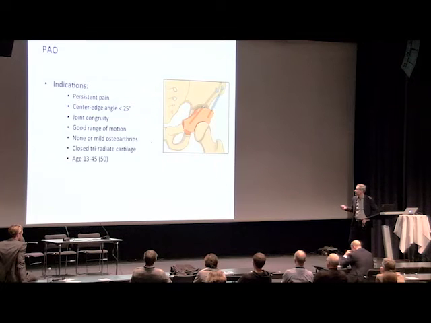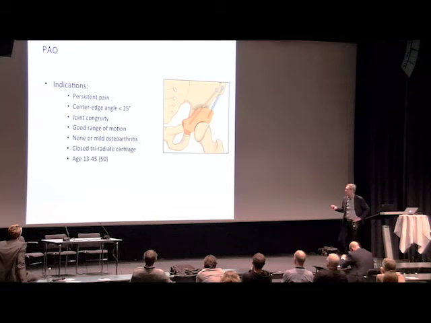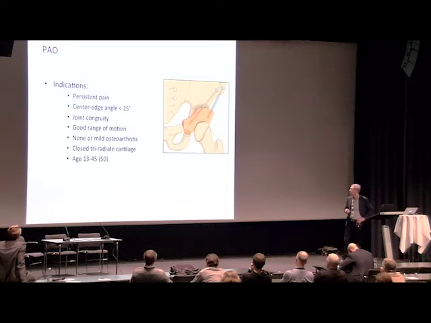The indications for PAO, as we call it, peri-acetabular osteotomy, are of course pain. We don't operate on patients not having pain. Also, a C angle less than 25 degrees, as I just showed you, good joint congruency, good range of motion, no or mild osteoarthritis, and age between 13 and 45, maybe 50. Those are the indications.